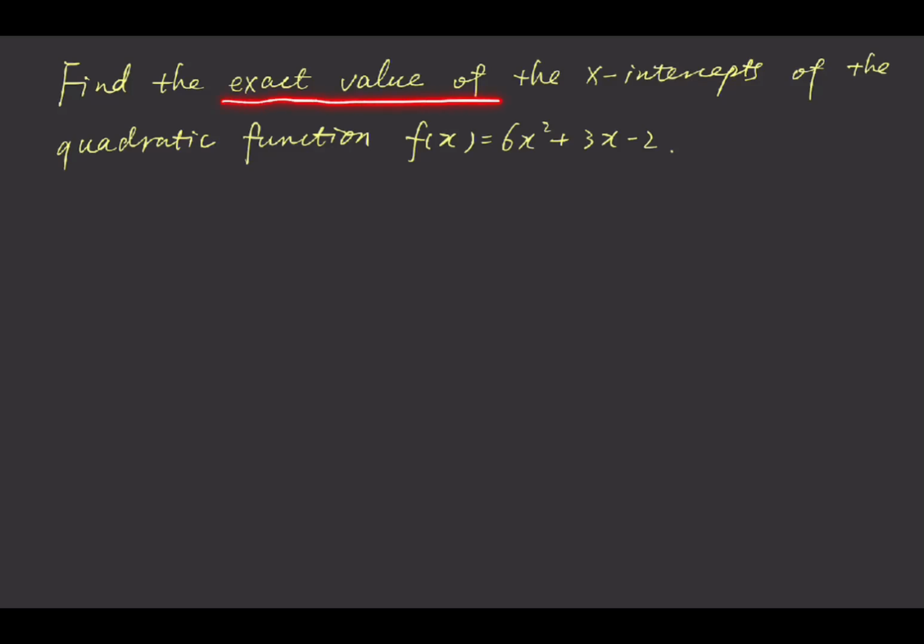Find the exact value of the x-intercepts of the quadratic function f(x) equals 6x squared plus 3x minus 2. First, observe the expression of the question: x-intercepts of the function.